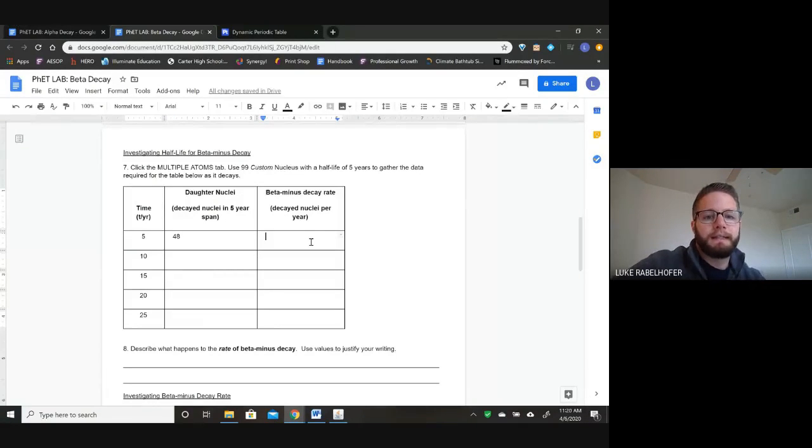Now, decay rate would be decayed nuclei per year. So we're going to take that 48 and we're going to divide it by 5 years, and the answer is 9.6 nuclei per year. Okay, so that's how many are decaying every year on average. All right, now let's go to 10 years and see.